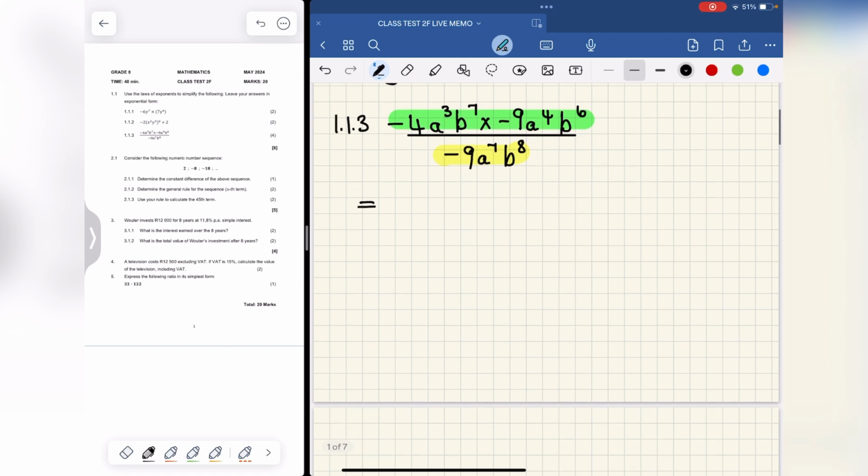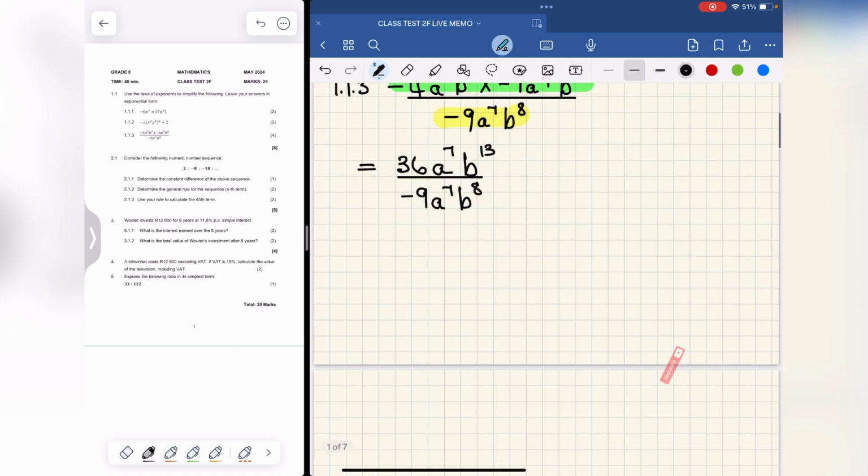So I can multiply my negative 4 and my negative 9 to give me a positive 36, because the product of 4 and 9 is 36. A negative and a negative gives us the positive. Then for my powers of a, I keep my base and I add my 3 and my 4 to give me 7. And then for my powers of b, I've got 7 and 6 as my exponents. So 7 plus 6 is 13. And that is all divided by negative 9, a to the power 7, b to the power 8. And that was already there.